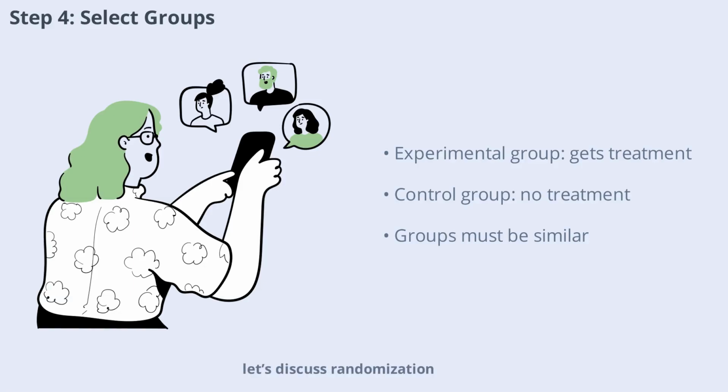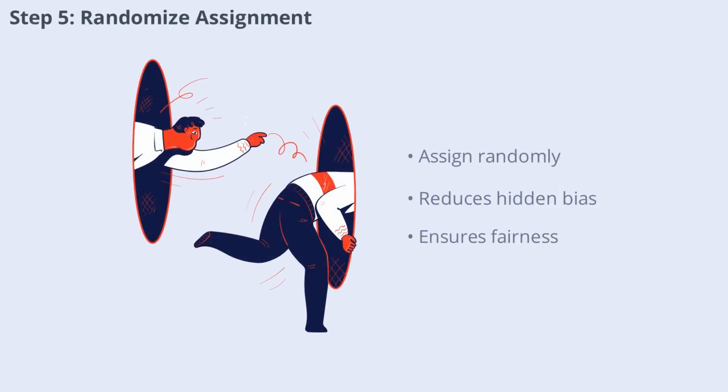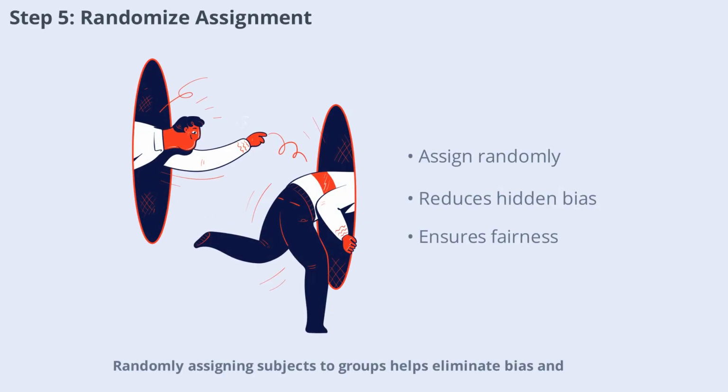Next, let's discuss randomization. Randomly assigning subjects to groups helps eliminate bias and ensures that differences between groups are due to the treatment, not other factors. In our plant experiment, you might randomly assign plants to each group to avoid any hidden patterns. Randomization can be done using simple methods like drawing lots or using computer software. This step is crucial for making your results more reliable.